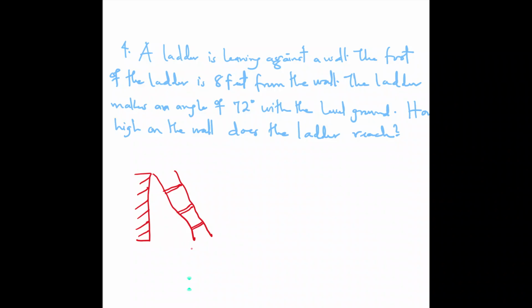This says the ladder makes an angle of 72 degrees with the level ground. This is the level ground, the ground at which the wall and the ladder are. So it makes an angle of 72 degrees here. It says the foot of the ladder is 8 feet away from the wall, so the distance between the wall and the ladder is 8 feet. And it asks how high on the wall does the ladder reach? So we are looking for this side, how high up the wall the ladder rests.